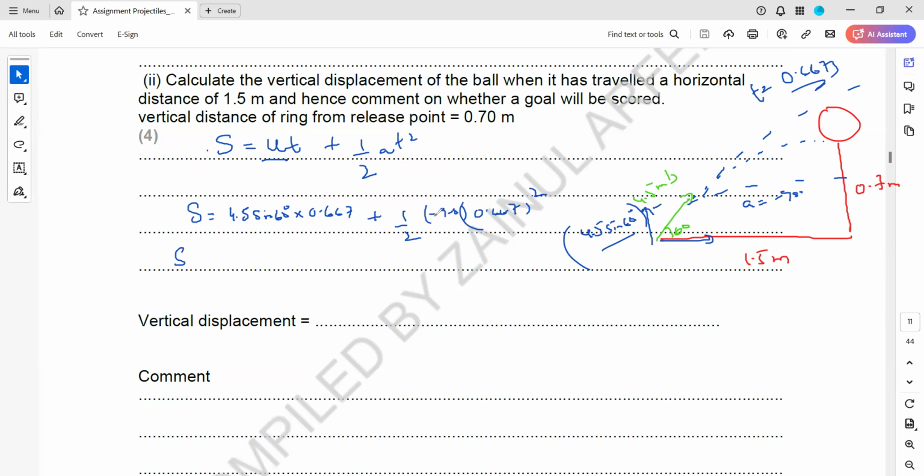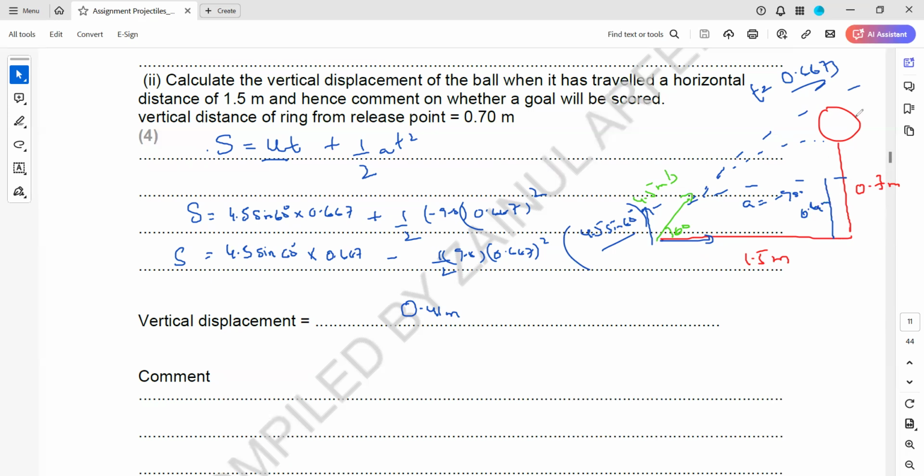So when we solve, the plus and minus will be minus. So this will be 4.5 sine 60 times 0.667, minus 1 by 2 into 9.8 into 0.667 square. When you simplify and subtract, you will get the vertical distance, which will be 0.41 meter. So this ball will be only 0.41 meter from the ground.